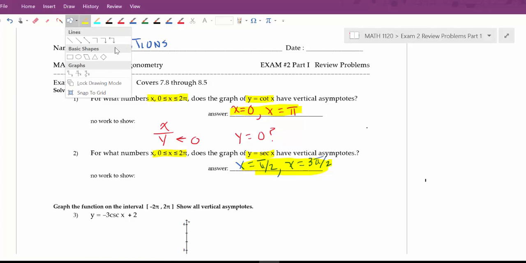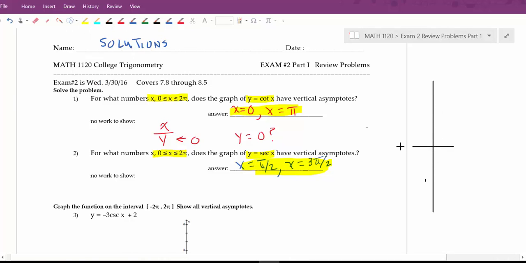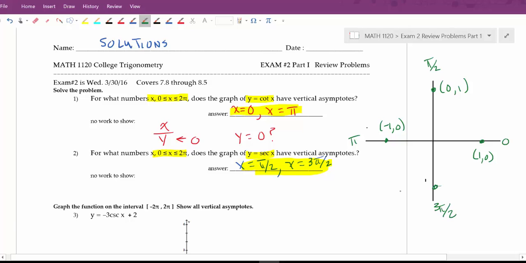So I'm going to draw this coordinate system just real quick one more time and review what I did. If you look at these places on a unit circle, at 0 radians you have the point (1, 0). At pi over 2 radians, you have the point (0, 1). At pi radians, you have the point (-1, 0). And at 3 pi over 2, you have the point (0, -1). On a cotangent, which was x over y, the question is, where is y equal to 0? y was equal to 0 at 0 and pi.